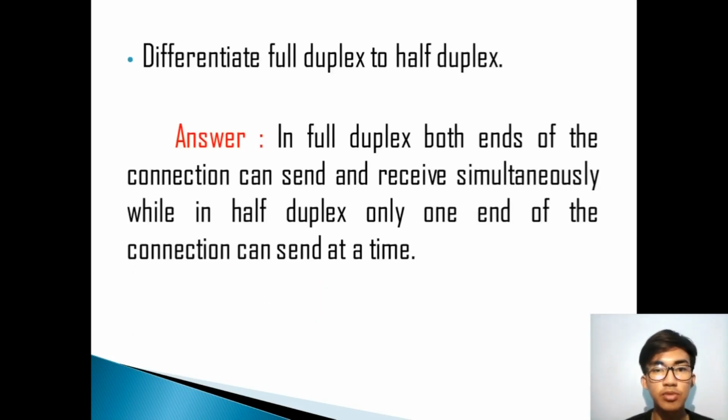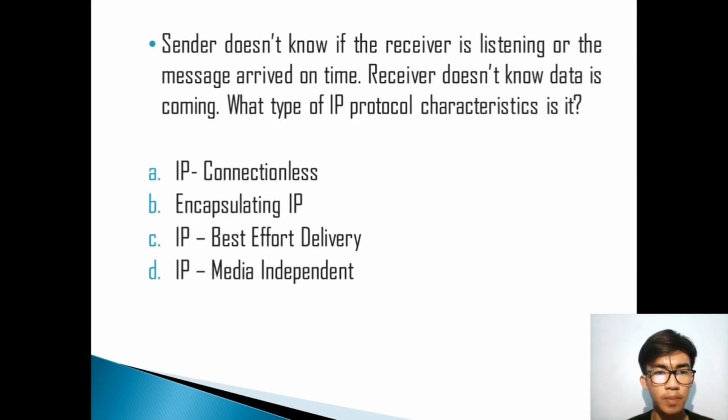Let's differentiate full duplex from half duplex. In full duplex, both ends of the connection can send and receive simultaneously, while in half duplex, only one end of the connection can send at a time. Those are the differences between half duplex and full duplex. The sender doesn't know if the receiver is listening or if the message arrived on time. The receiver doesn't know data is coming.